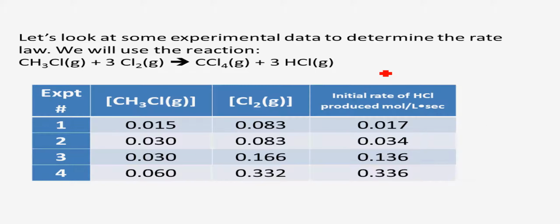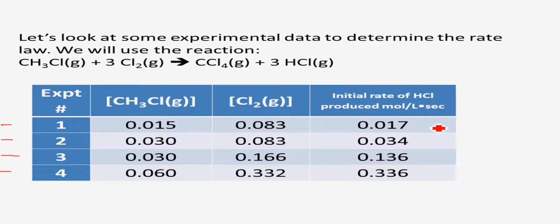So let's look at some real experimental data here. I've done this experiment 4 different times with varying concentrations of CH3Cl and Cl2, and we've measured the rate that the hydrogen chloride gas is produced.